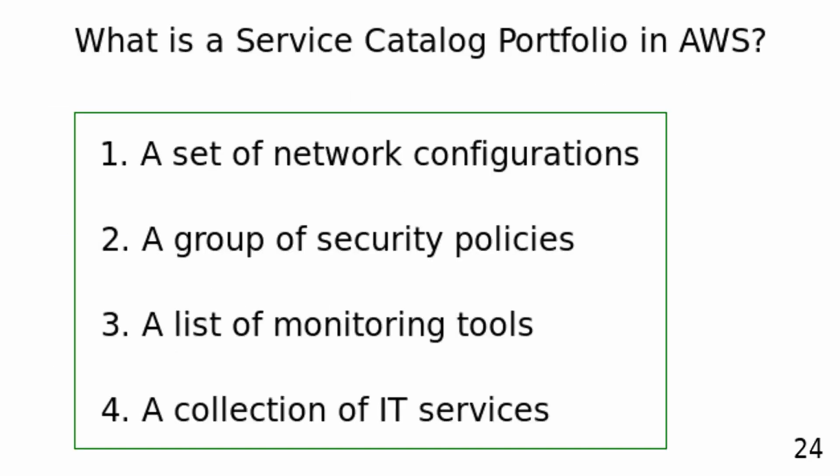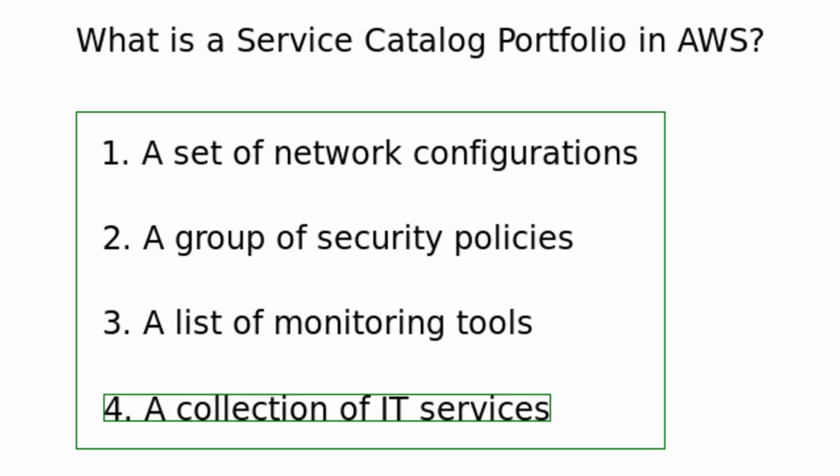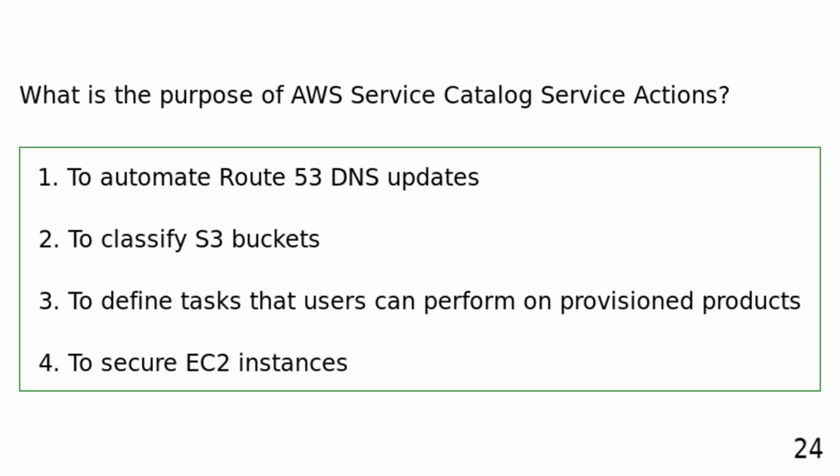What is a service catalog portfolio in AWS? A set of network configurations. A group of security policies. A list of monitoring tools. A collection of IT services. A service catalog portfolio in AWS is a collection of IT services that can be made available to users based on their permissions.